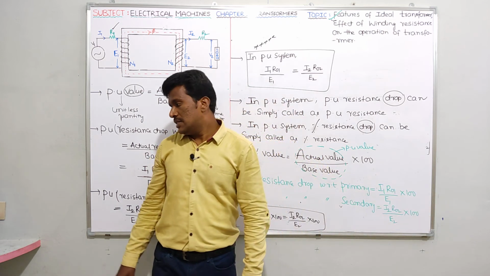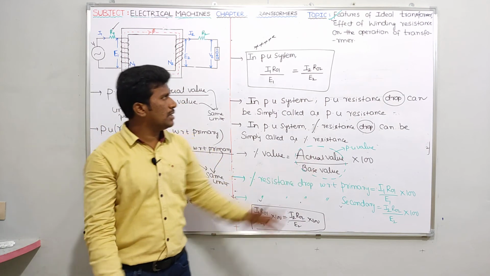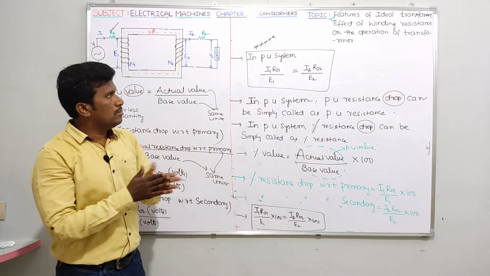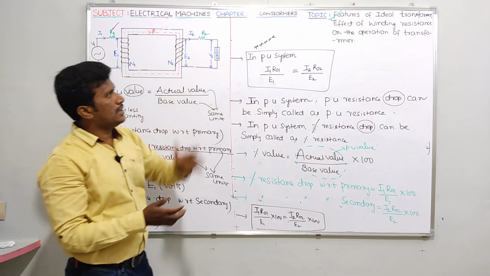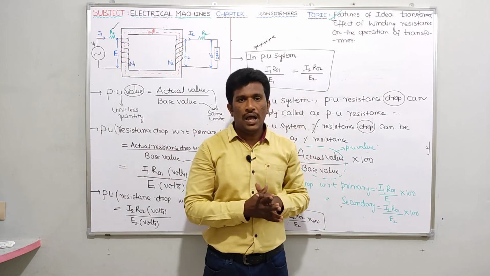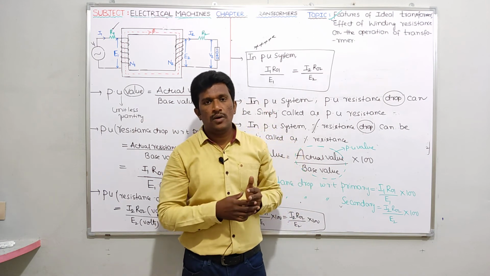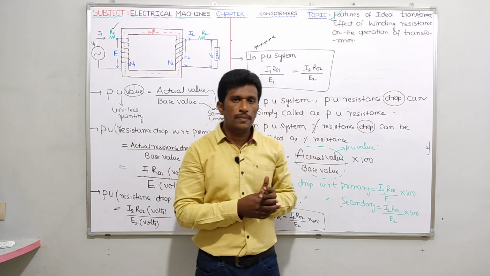Is it clear, guys? This is the effect of winding resistance on the operation of transformer. Very simple. Let me conclude. So if you see the features of ideal transformer, I told first one, transformer core should be having infinite permeability, I_m value equal to 0. And if you see, next point we said winding resistance equal to 0.